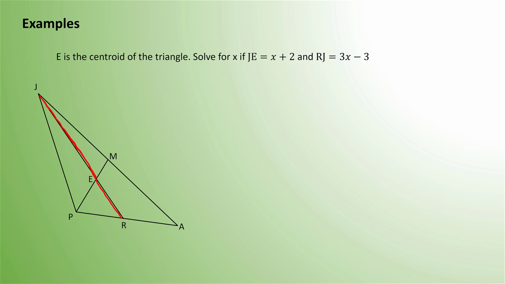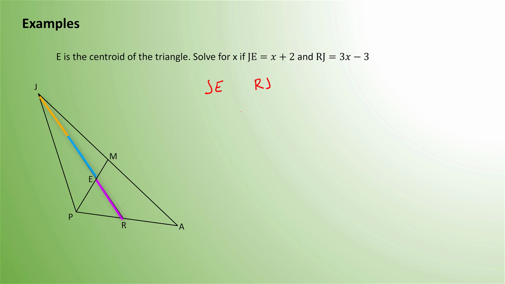So what we want to start off with doing is make sure we color code this median we're looking at. So I'll color it orange, blue, and pink. And now we can go ahead and start setting this up. So we have 2 segments here we're dealing with that we have expressions for. JE and RJ.